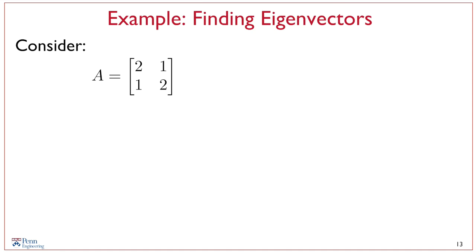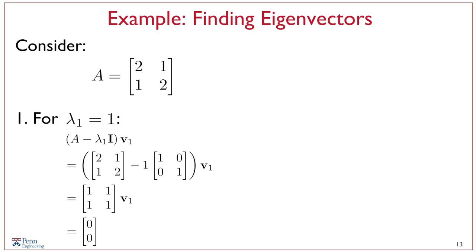First, consider the eigenvalue 1. To find the corresponding eigenvector, we solve the expression (A minus λ1I) times v1 equals 0, where v1 is the unknown eigenvector we are looking for to correspond to the eigenvalue λ1 equals 1. We can simplify the term in parentheses on the left-hand side using the values of A and λ1. We can see that v1 equals (1, -1) is the solution. To find the second eigenvector, we would simply repeat this process for λ2 equals 3.